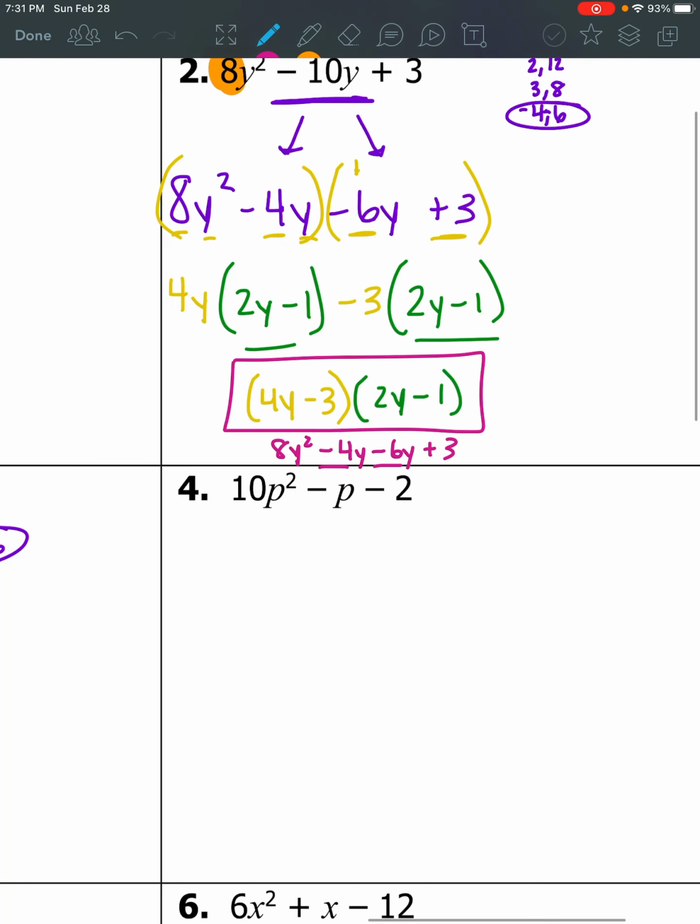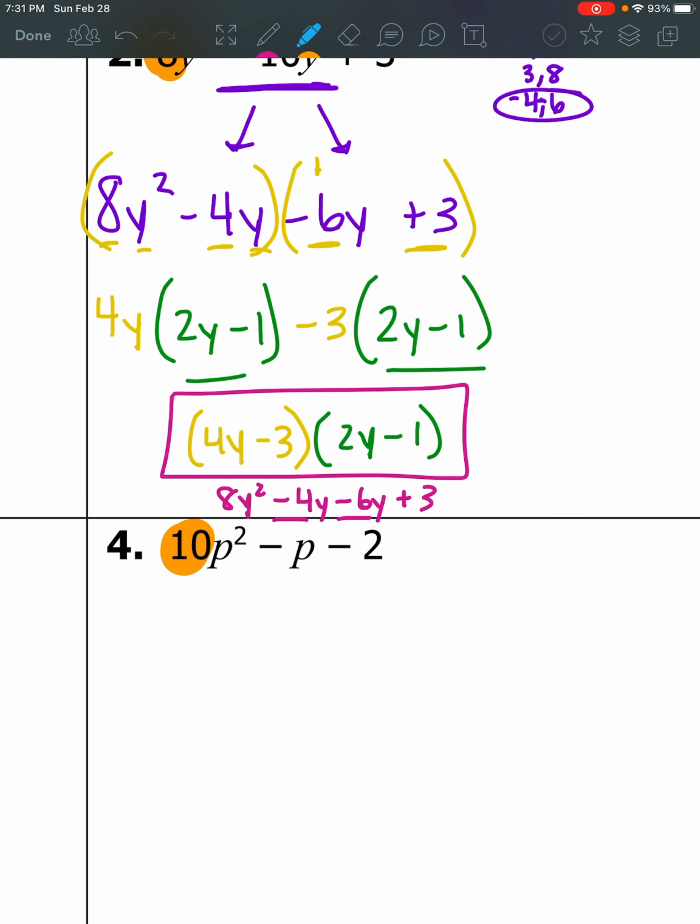And for sake of time, I'm just going to show you one more using this method. So our 10 times our c value, so we get negative 20. We're going to separate negative p. So we want it to get to negative 1, and we're going to separate that into two terms. 10p squared and negative 2 stay where they're at.